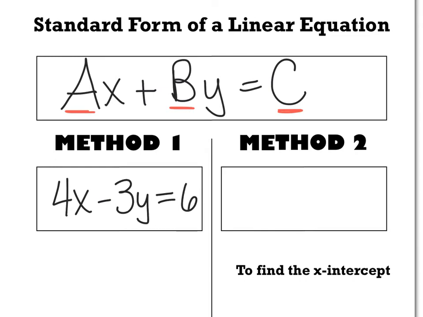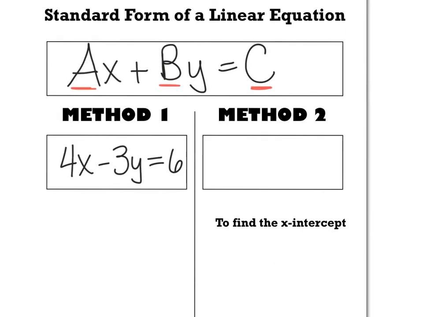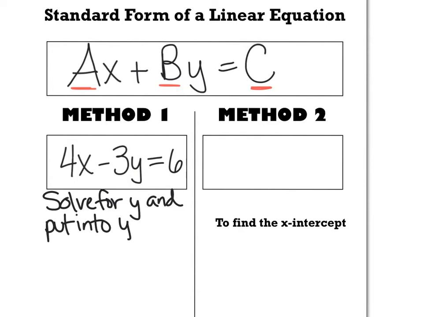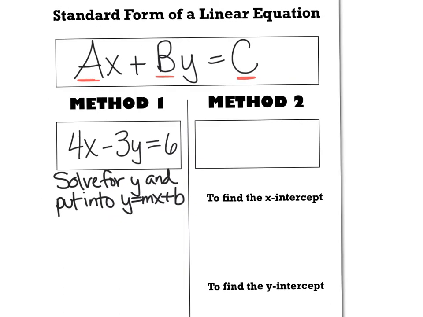The first method to solving an equation in standard form is to solve for y and put it into slope-intercept form. Remember, slope-intercept form is y equals mx plus b. And then we will be able to identify the slope and the y-intercept and graph like how we did in the last section. So let's take our example, 4x minus 3y equals 6.